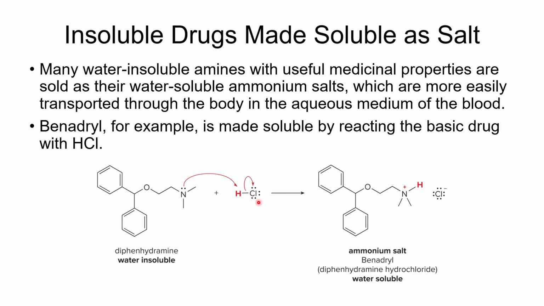So if you protonate it by adding HCl, you will create an ionic compound, which is the diphenhydramine hydrochloride, and that hydrochloride is water soluble, and it can dissolve in water, which means that it's possible for it to get into the blood and do its thing. So Benadryl is used as a treatment for certain types of allergies. I don't really like taking Benadryl because it makes me groggy, but for some people it works great.